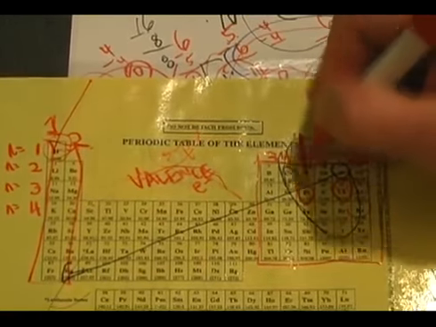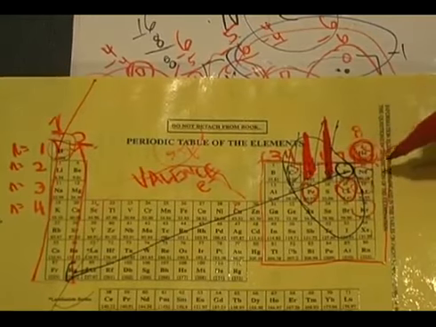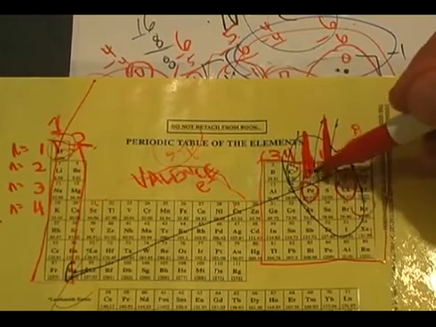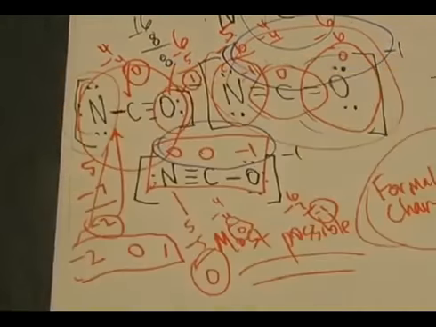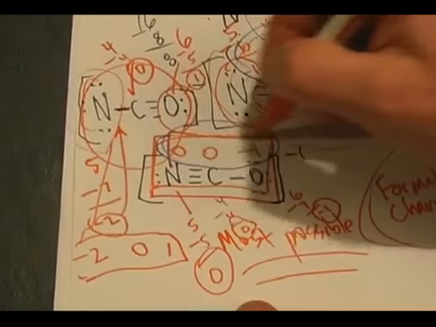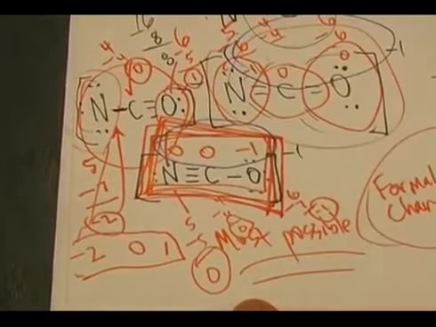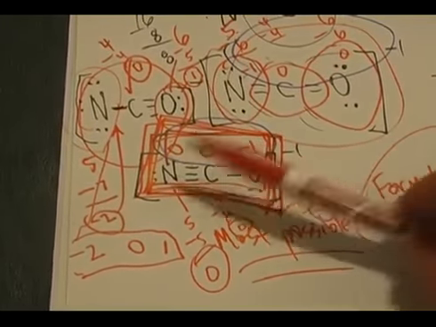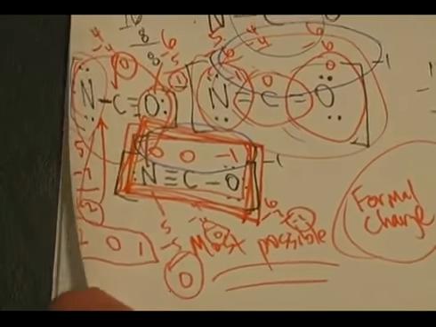Here's nitrogen right here. Here's oxygen right here. And remember, electronegativity increases to the right and increases up. Well, nitrogen is a little bit less electronegative than oxygen. Oxygen's a little bit more. So probably the best one then would put the negative charge on the oxygen. So this structure right here would be the most probable, simply because after I assigned formal charges, I got the most zeros, and I put the negative charge on the most electronegative element.